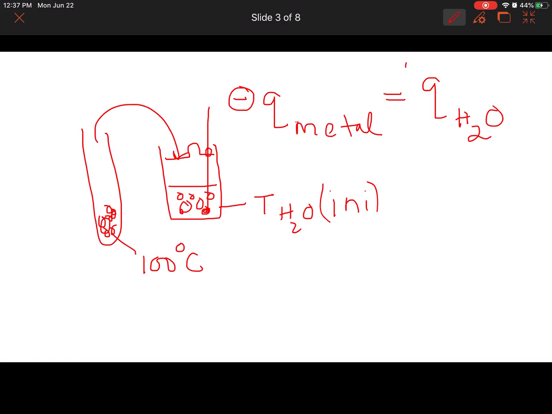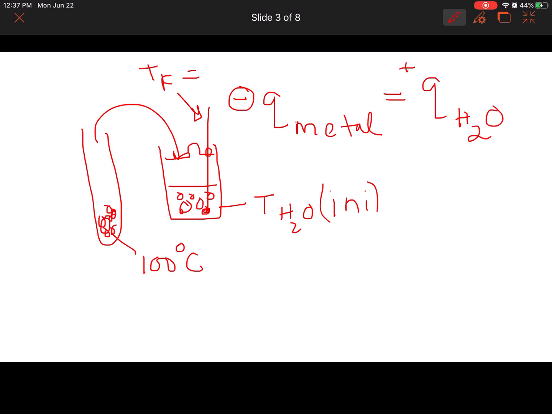Right? So once it comes to a constant temperature, the amount of heat lost by the metal equals the amount of heat absorbed by the water. And we write down the highest temperature that the water reaches, and that's going to be the final temperature of the water. At that final temperature, what do you think about the temperature of the metal and the water? Aren't they the same? They are the same, right?